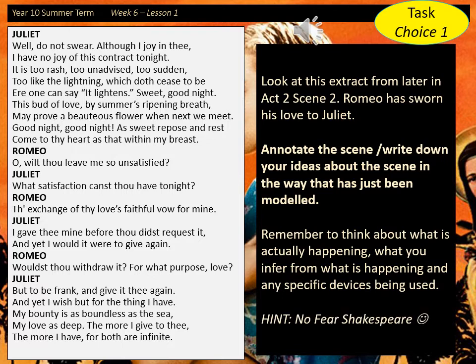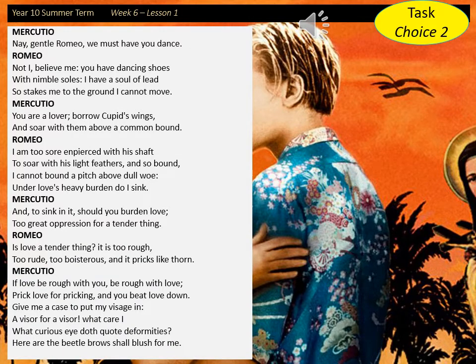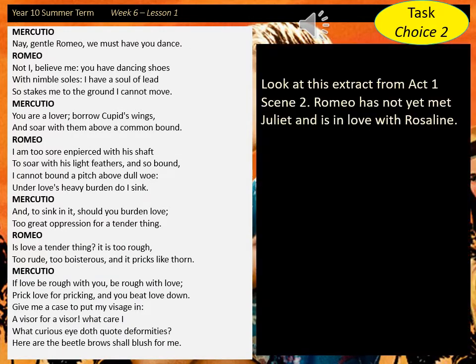Now don't forget, you have got No Fear Shakespeare, that website that will translate the scene for you if you're a little bit stuck. So you can have a look at that extract, or you can look at this extract.